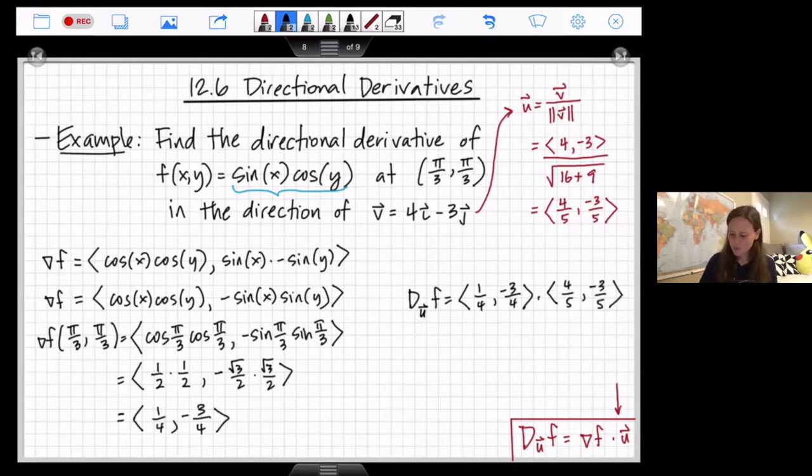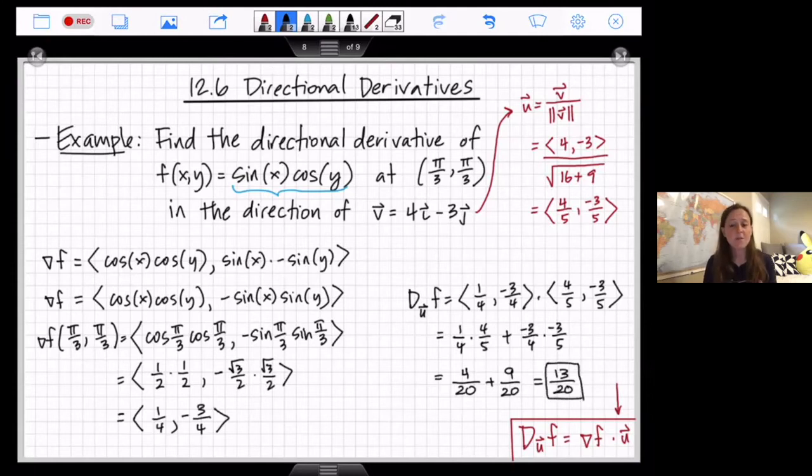So a lot of fraction multiplication, right? I've got 1/4 times 4/5, multiplying component-wise, and then add negative 3/4 times negative 3/5. I could cancel out those 4s, but I see a common denominator coming, so I'm going to leave it. Multiply across the top, I get 4 over 20 plus 9 over 20. And then I've got the common denominator, so I can add them: 13 over 20. Like I said, directional derivatives are going to be scalars. We got 13 over 20.